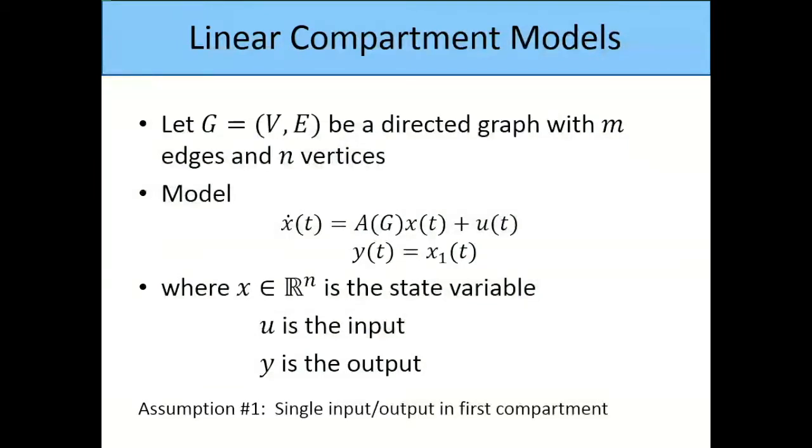And I'm going to be making a couple of assumptions today. So the first assumption I'm going to make is that we're only going to be looking at models that have a single input and a single output in the first compartment. So what that does to our system is this vector U is just going to be of the form U1 and then a bunch of zeros beneath it. And then Y is going to equal X1 because we are just measuring from compartment 1. Okay, so that's our first assumption.